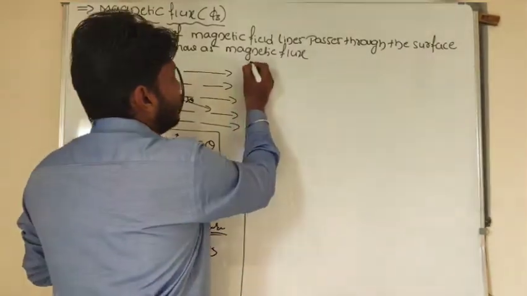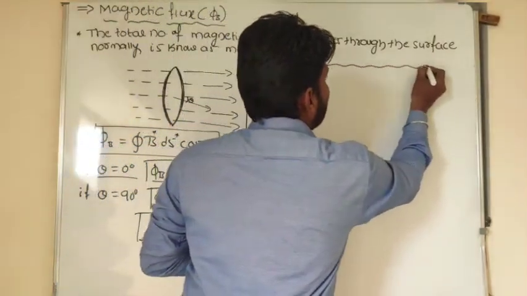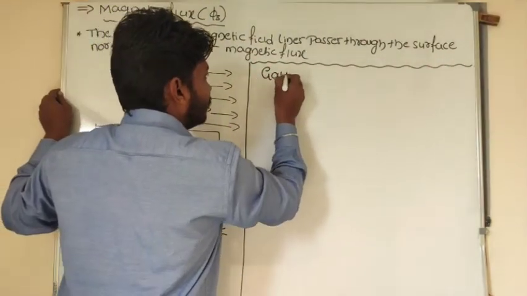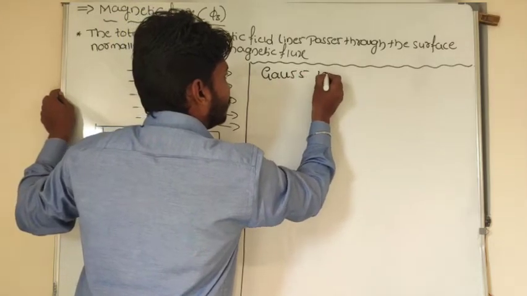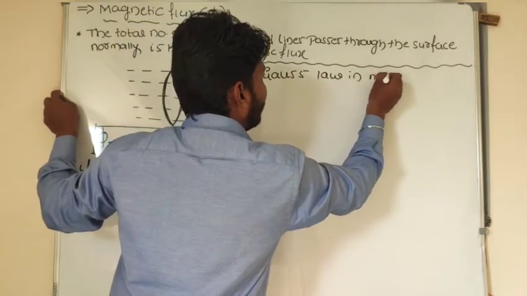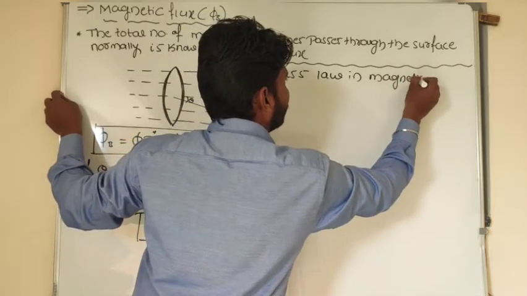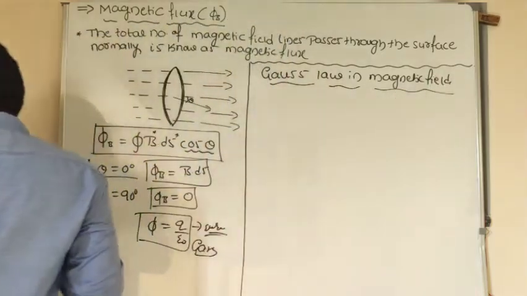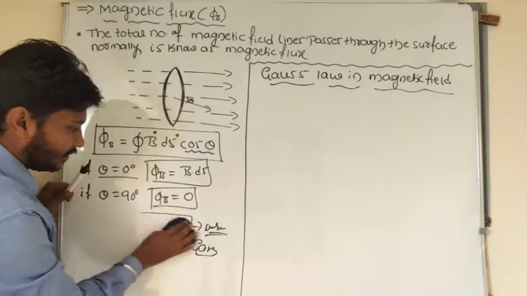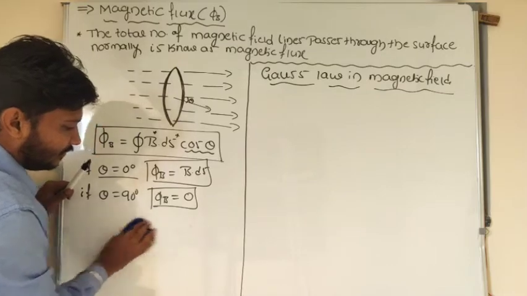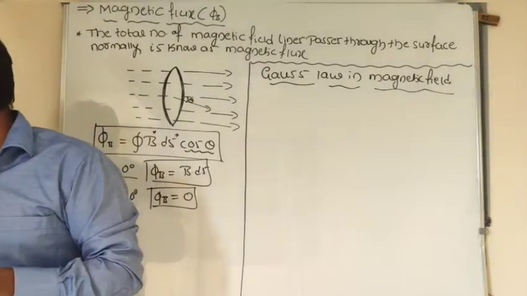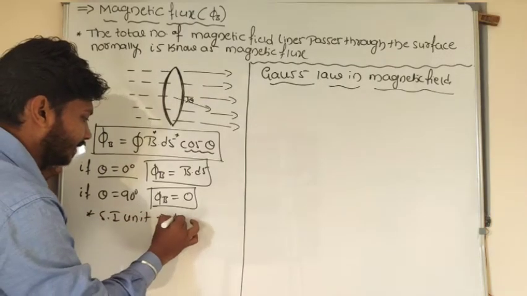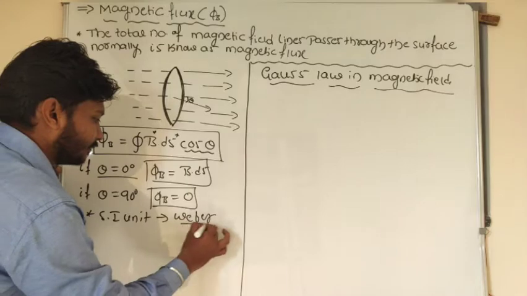In the similar way, I can consider Gauss law in case of magnetic field. Gauss law in magnetic field. So wait a minute, before going to discuss Gauss law in magnetic field, we'll discuss the SI unit of magnetic flux. The SI unit for magnetic flux is Weber, we can consider. Look at here, SI unit for magnetic flux is Weber.